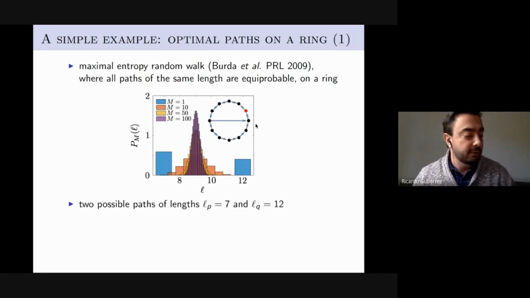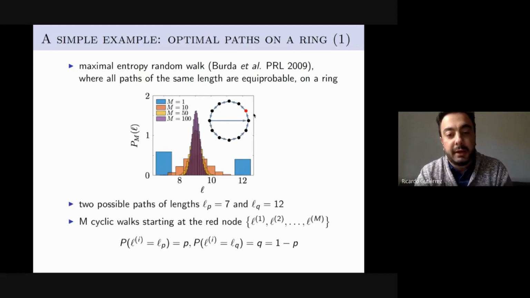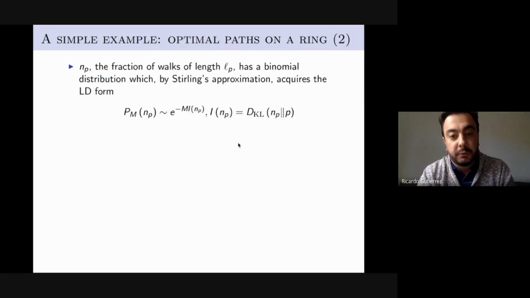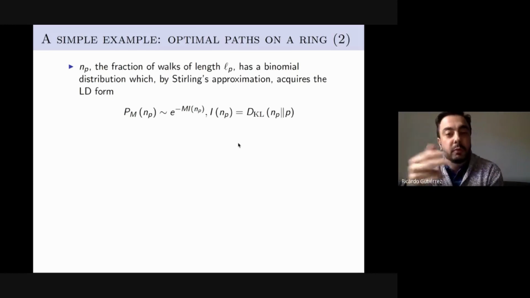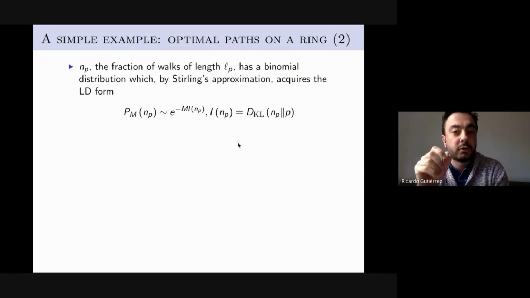So we consider two possible paths of length 7 and 12, which are the shortcut or the path around the cycle. And we consider m cyclic walks starting at the red node and coming back at the red node again. And of course, they have a certain probability, which is basically the probability that you have when you are here of moving to the right or continuing along the cycle, along the ring. So you repeat this random walk many times, and we look at the probability distribution of the fraction of walks that have a length LP or LQ.